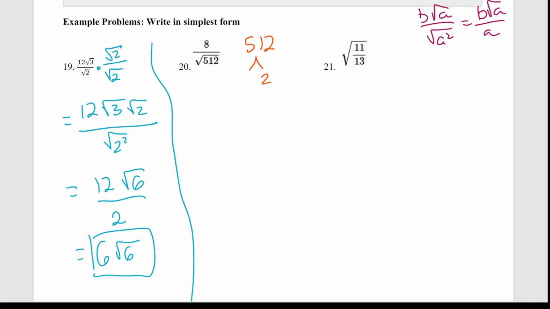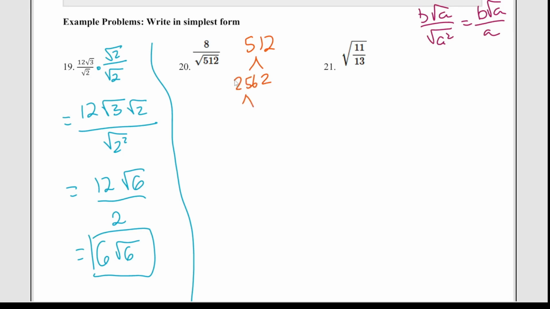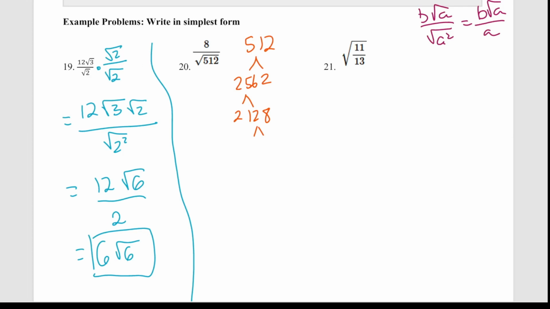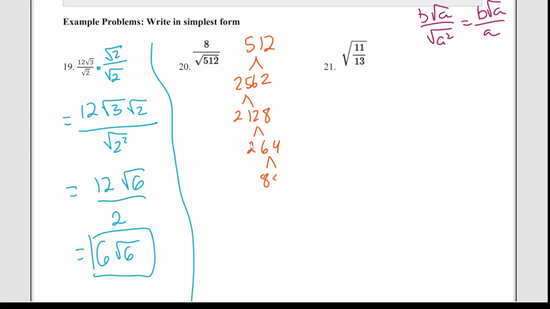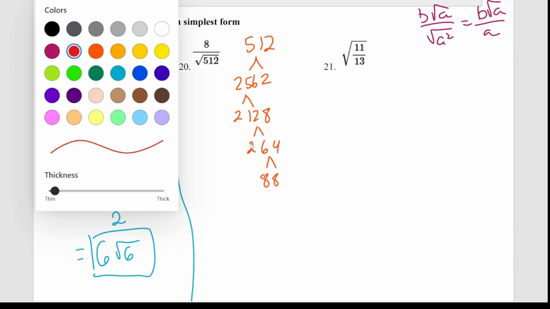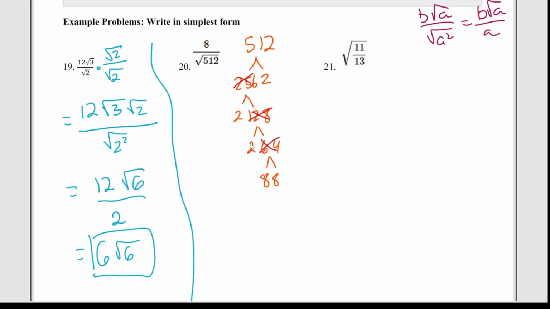If I divide 512 by 2, that gives us 256. 256 I know is further divisible by 2, so I'm just going to divide by 2 yet again. That will give us 128. 128 I know is also divisible by 2 yet again. Divide by 2, we're going to get 64. 64 I know breaks down to 8 and 8, and I know that's not technically prime factorized, but I think it is factorized enough in order to simplify that root because I've already gotten 8 times 8 in particular.